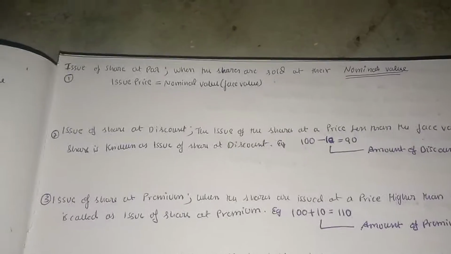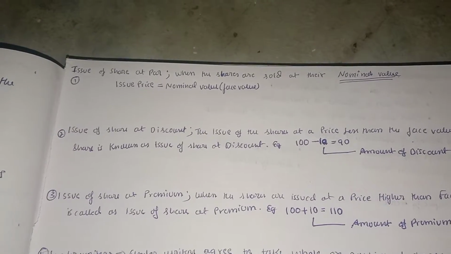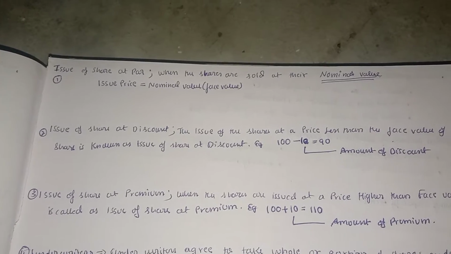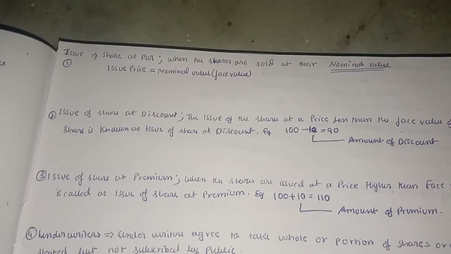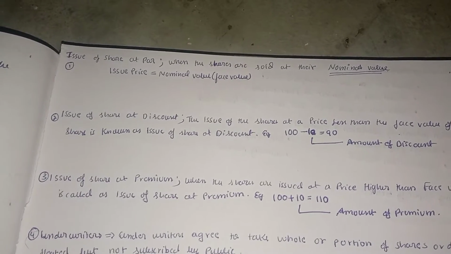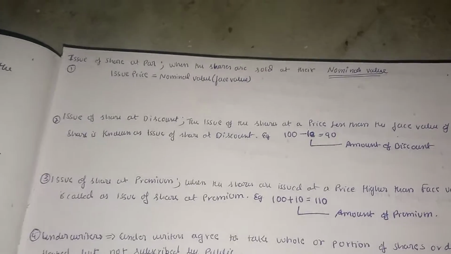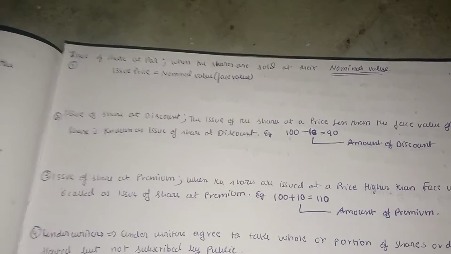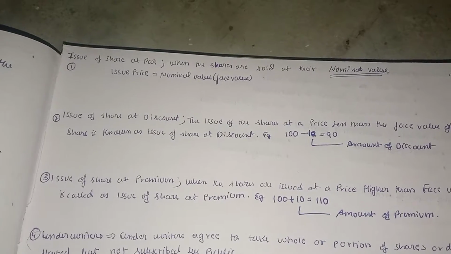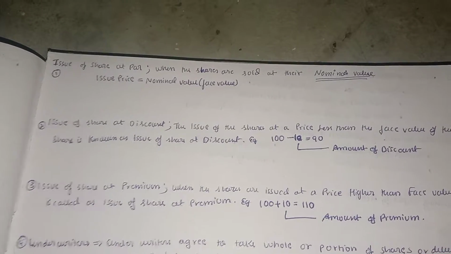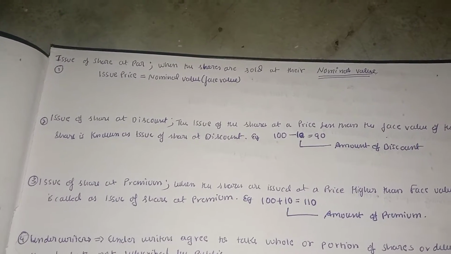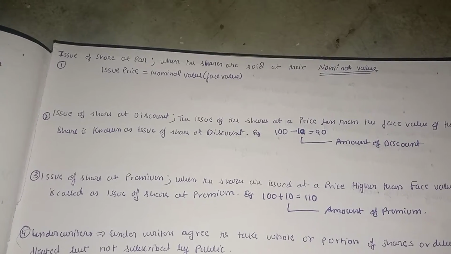Issue of share at par: when the shares are sold at their nominal value. Means here issue price is equal to nominal value, that is face value. See, in simple you can write as when the shares are sold at their nominal value. It is called as issue of share at par.